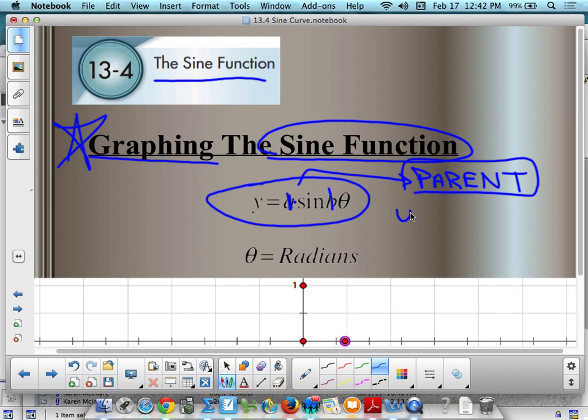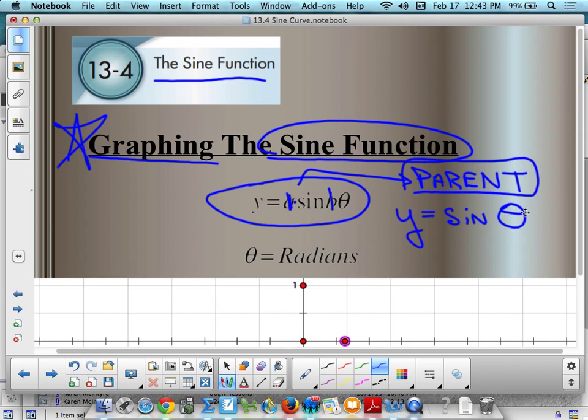So what I would like you to do is this. We're going to start by graphing just that. I'm not going to make the A a number like 2, 3, 4. I'm not going to make the B a number like 2, 3, 4. I'm just going to keep it simple for you. Y equals 1 times sine of 1 theta.